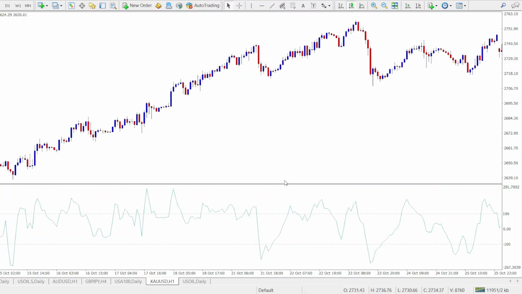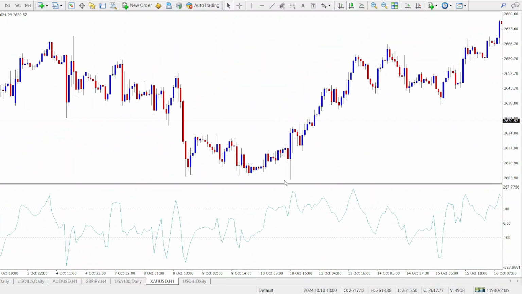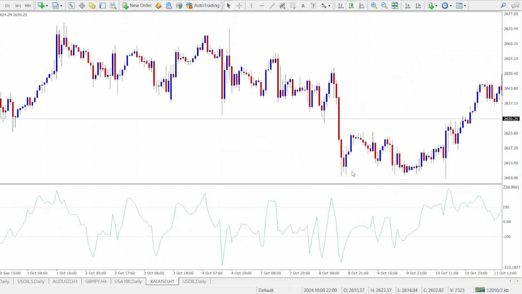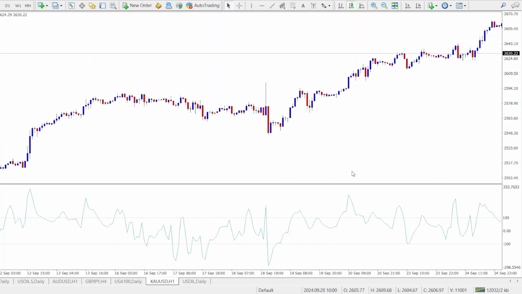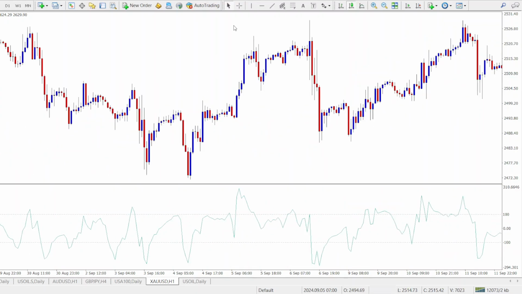Now let's look for a quick example of a bullish divergence, where we have price making lower lows, but the CCI making higher lows. I hope we can find such an example real quick. All right, let us see this example right here. We can see the price was making lower lows here, and the CCI made higher lows here. So this is an example of a bullish divergence.